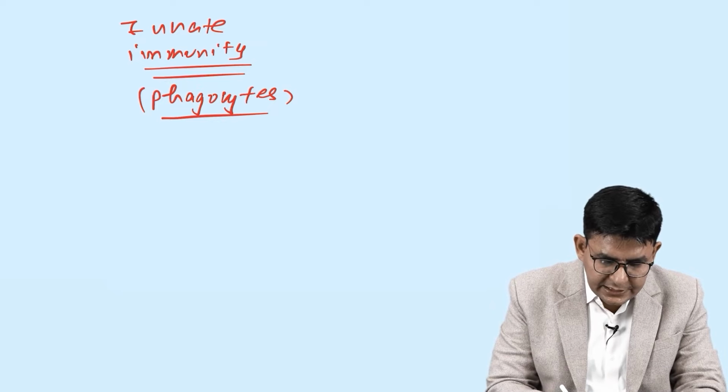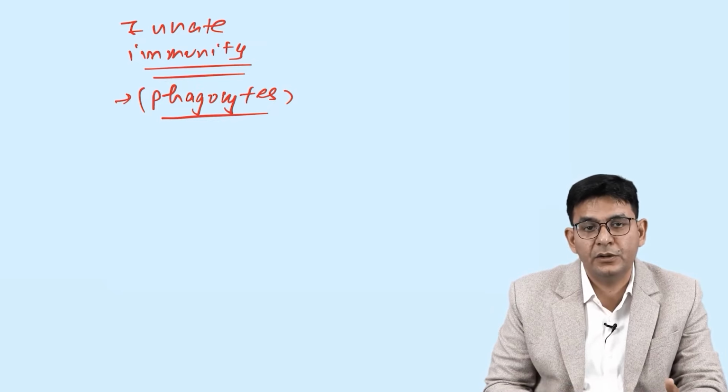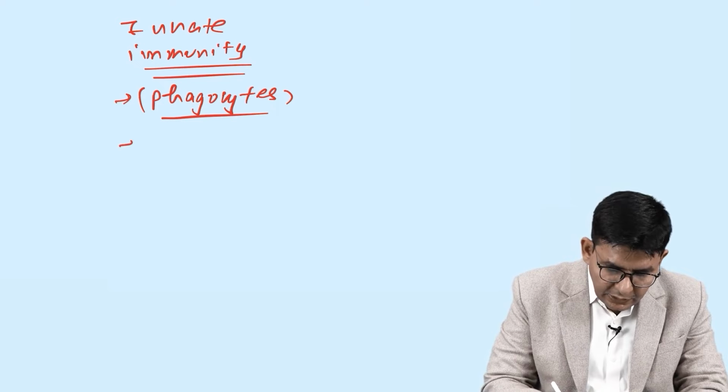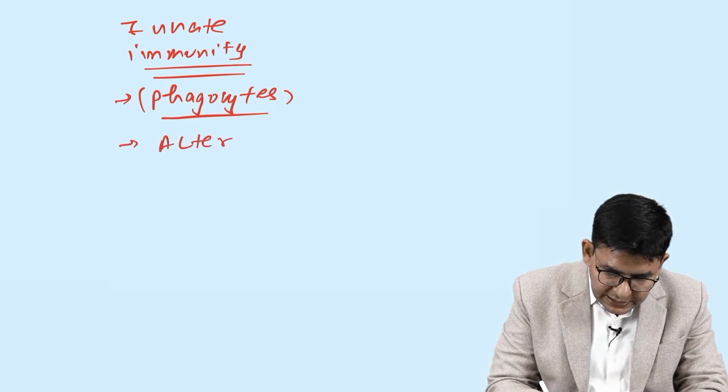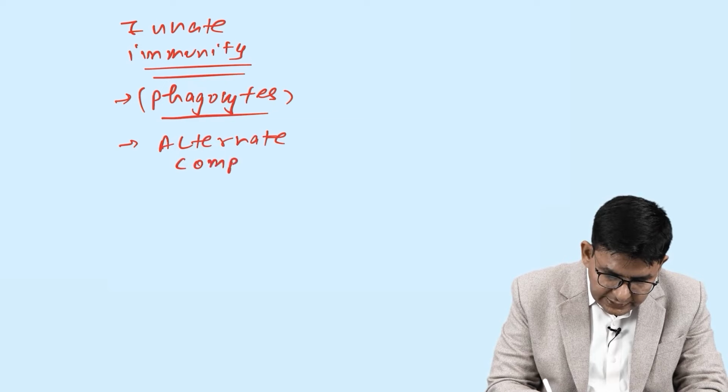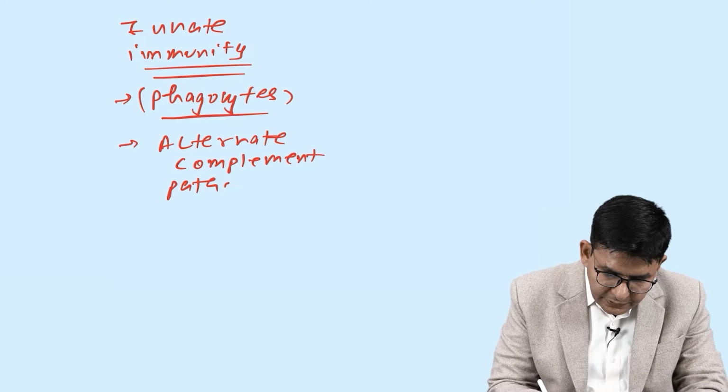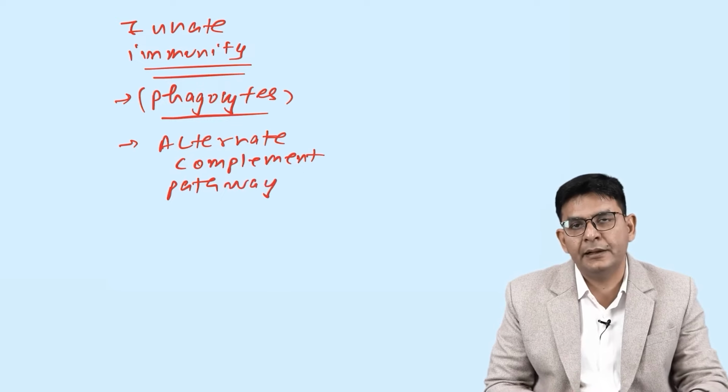So the phagocytes are said to be a part of innate immunity also. And the alternate complement pathway. As we know, on this side you have the classical one, and on this side you have the alternate complement pathway, which is a part of innate immunity. This can come as a question.